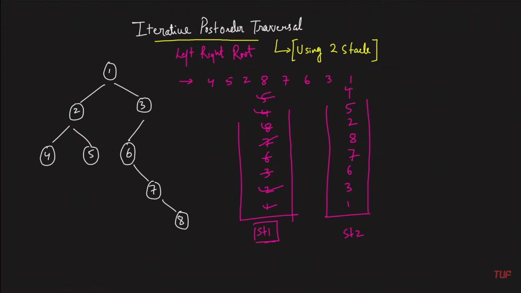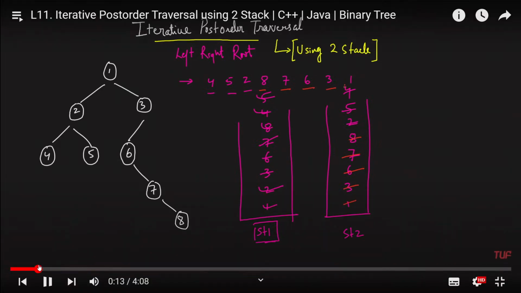And the moment you stop, take these elements out from the stack in the last in first out fashion. So first 4 will be up, so you'll get 4. Then 5 will be up, so you'll get 5. Then 2 will be up, so you'll get 2. Then 8 will be up, so you'll get 8. Then 7 will be up, so you'll get 7. Then 6 will be up, so you'll get 6. Then 3 will be up, so you'll get 3. Then 1 will be up, so you'll get 1.